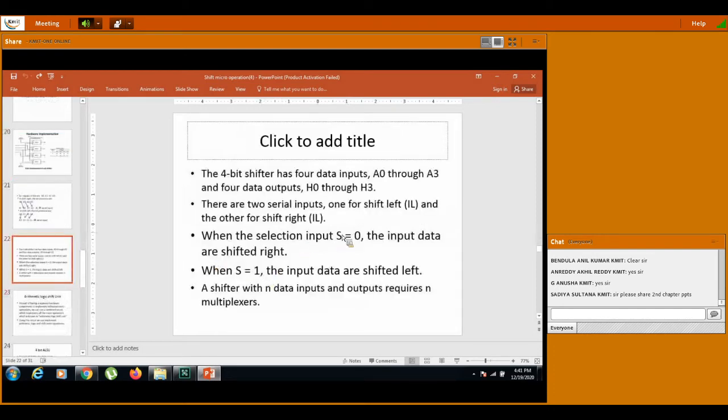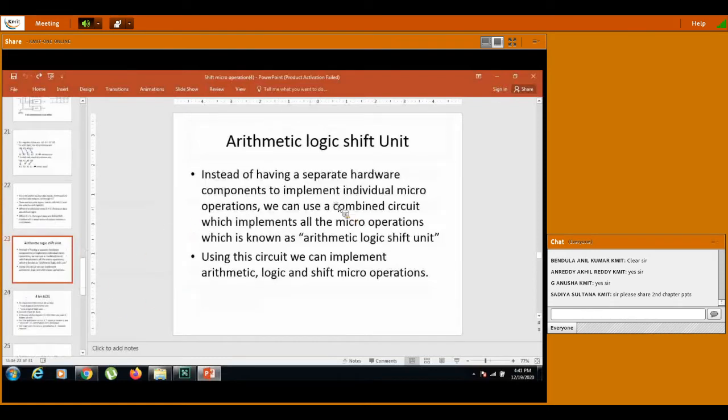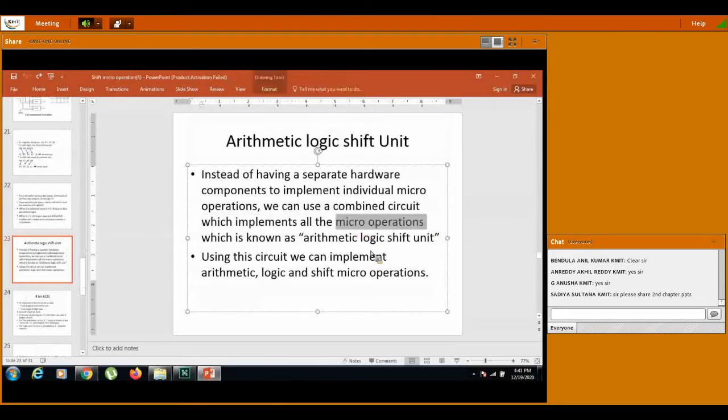You can check it. So in the concept of 0 and 1, what happens? You are having two signal inputs, 0 and 1, that will be given here. Instead of having separate components, we use a combined circuit which implements all micro operations, which is called the arithmetic logic shift unit.